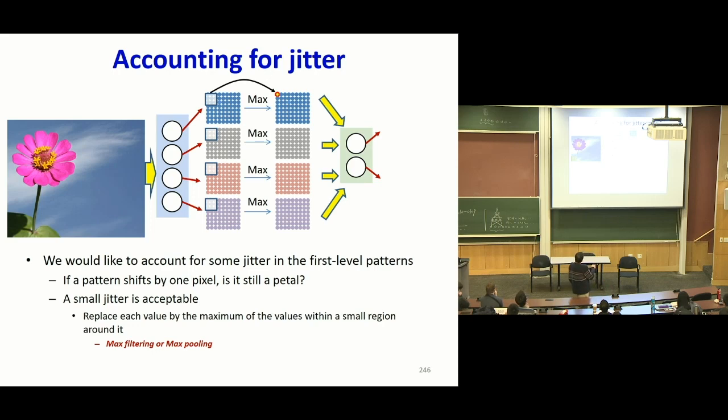And so within each location, you're just going to pick the largest value in a region around the location and replace the value at that location by the largest value. You're taking the max. Yes, Stefano?